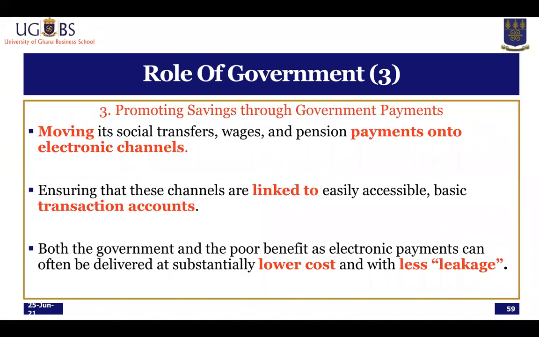Now, government also has a role of promoting savings through whatever kinds of payments they make. So in some cases, they promote savings and inclusion by doing social transfers and sometimes passing wages and pension payments onto electronic channels. In a sense, the whole idea is to get people to be included in the financial services space. And so whenever government uses channels to move ordinarily excluded persons into the financial services space, that's actually a way of promoting financial inclusion.